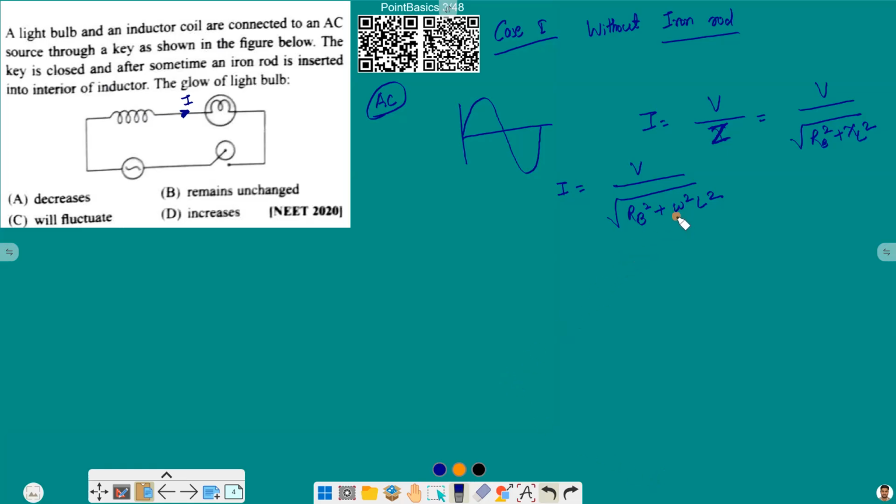So if we change any of these values, the current in the circuit will change, and if the current in the circuit changes, then we can say the intensity of the bulb will change, because intensity is just the power consumed by the bulb, and power consumed by the bulb will be I square into the resistance of the bulb, where I is the current which is governed by this equation.